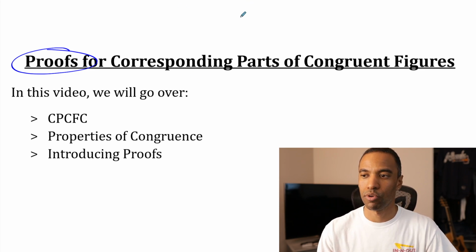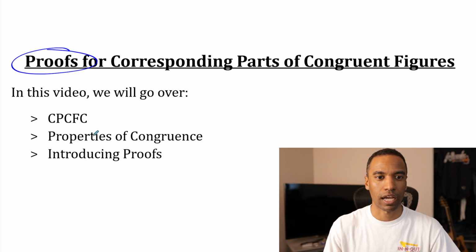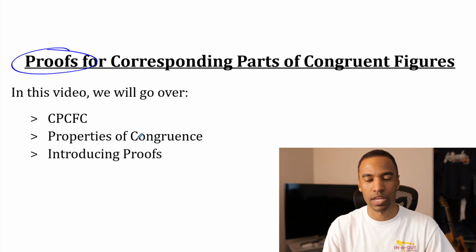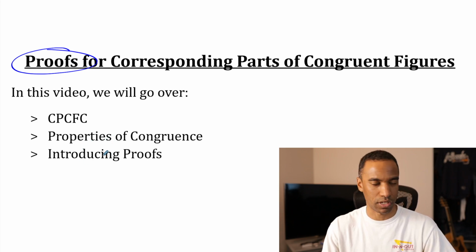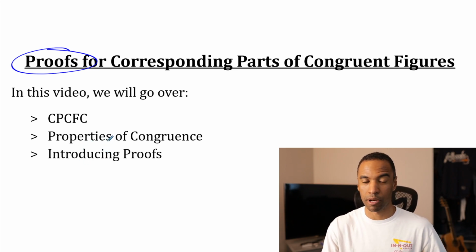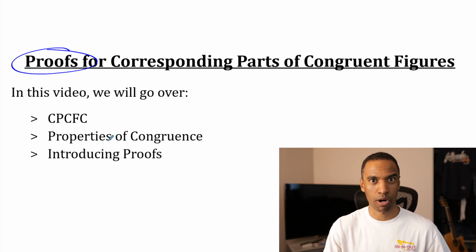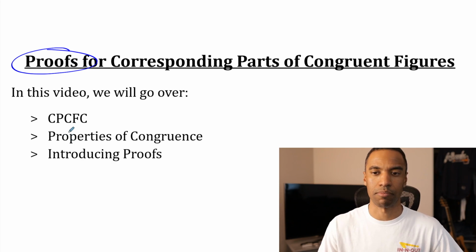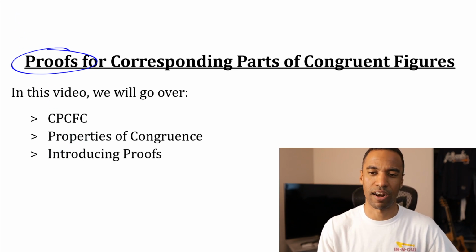Now, in order to get proofs covered, we're going to have to know a couple of these things to start off with. First of all, CPCFC, and then a couple other properties of congruence, just to validate some of the reasons that we've had already. And you're going to have to know some of the other math stuff that you've known. You're going to have to know a little bit about midpoints and bisectors and perpendicular and parallel lines, and all those things come into play when it comes to proofs. But we'll get into proofs in the latter half of the video.